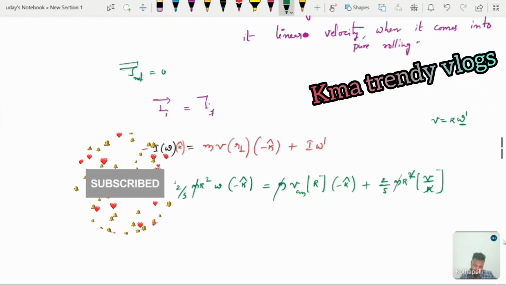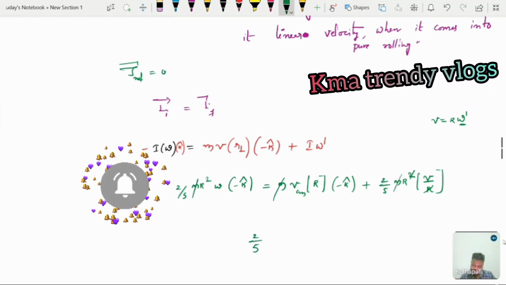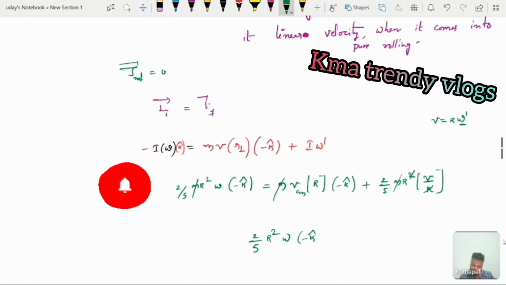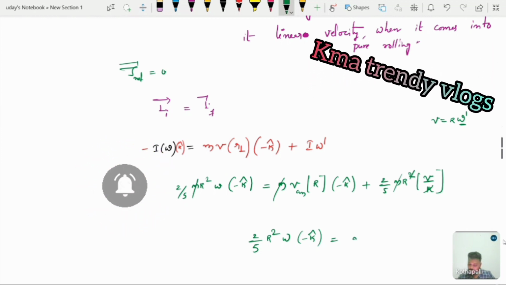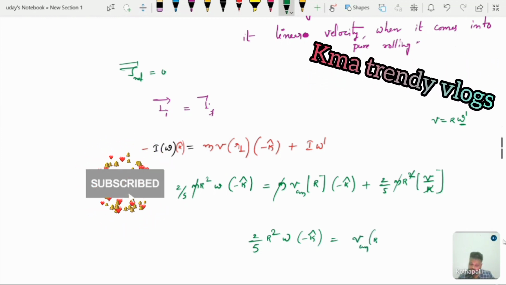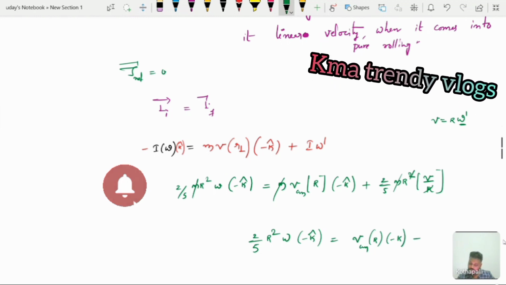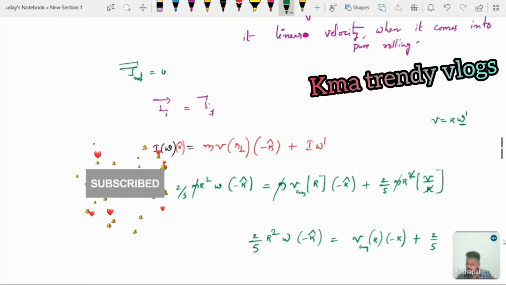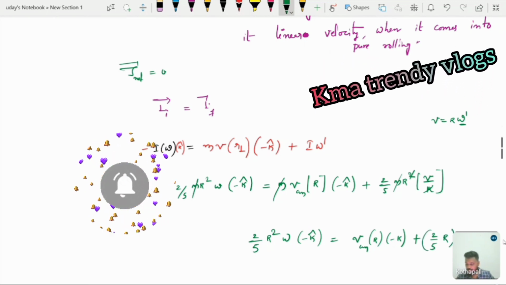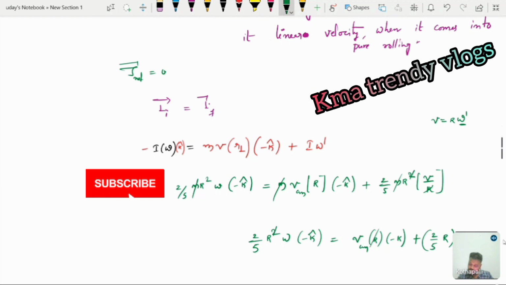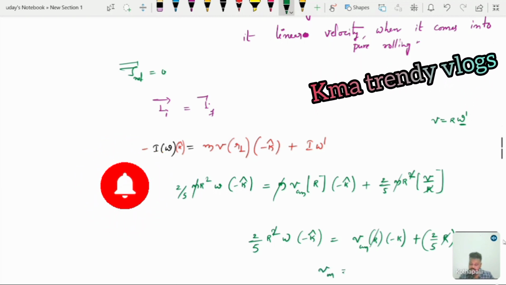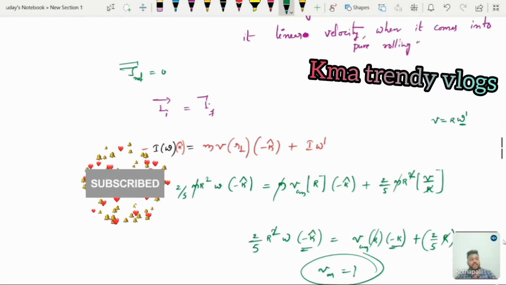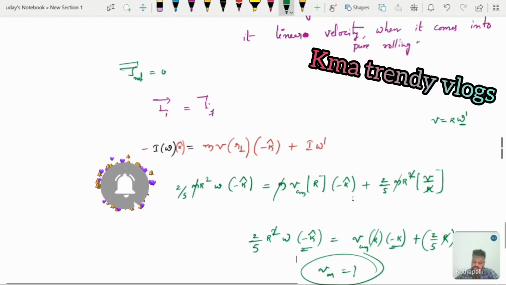So let me complete it. 2 by 5 r square omega minus k cap is equal to V CM into R minus k cap plus 2 by 5 into R into V CM. So one R will get cancelled here, and from this you can calculate V CM. According to the directions here, we will decide in which direction the body will be moving, I mean translating. That is the condition.